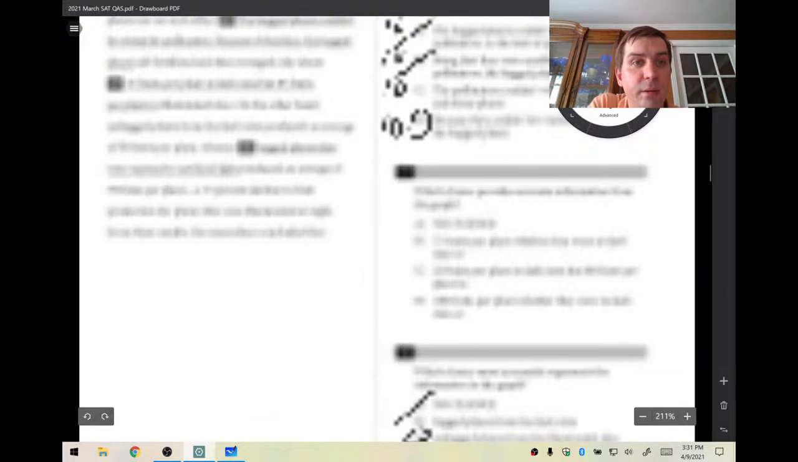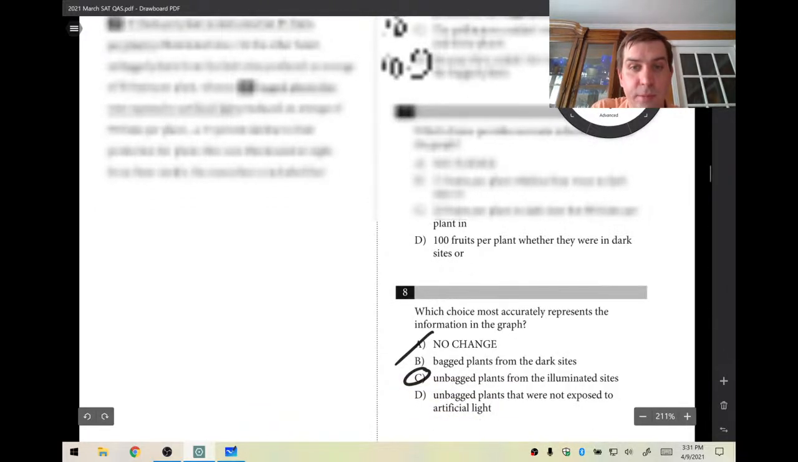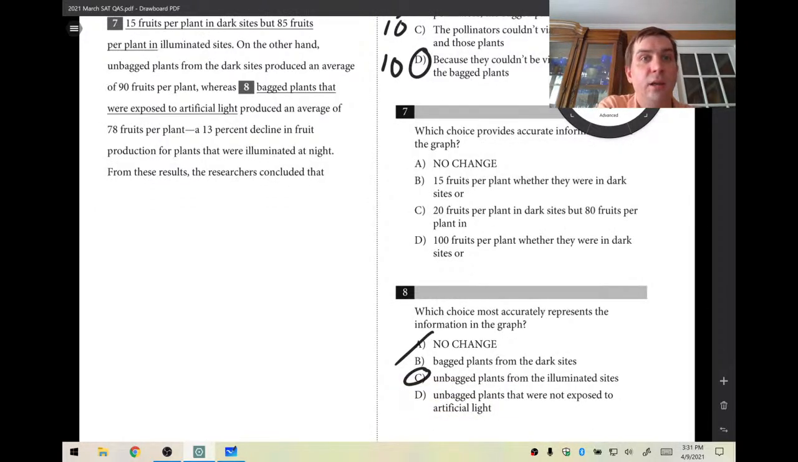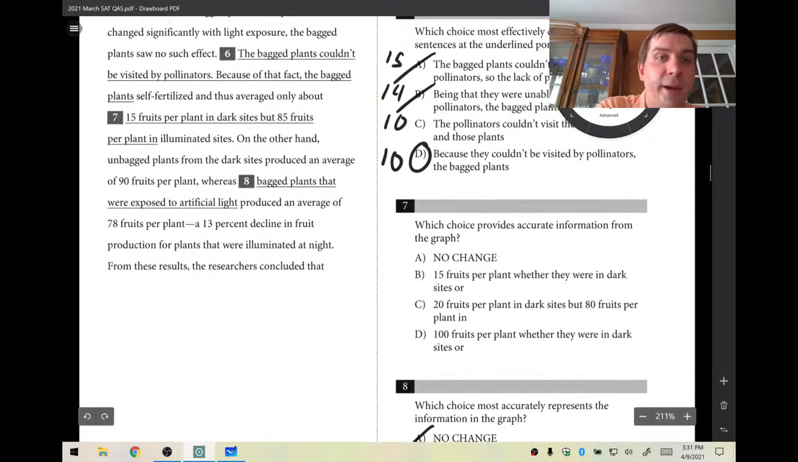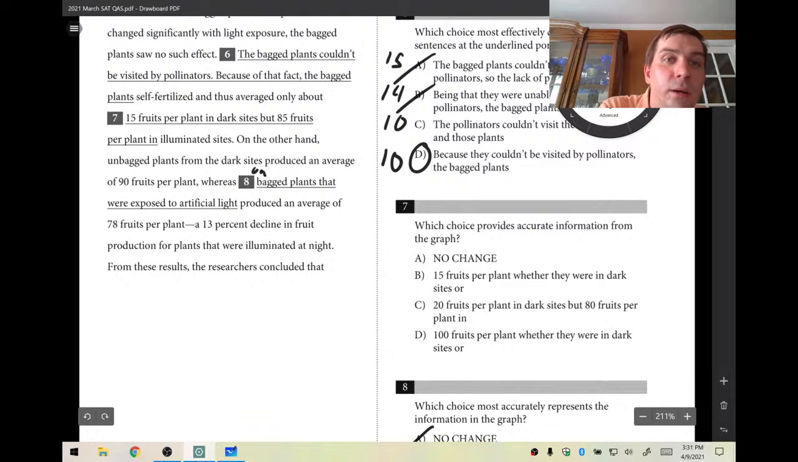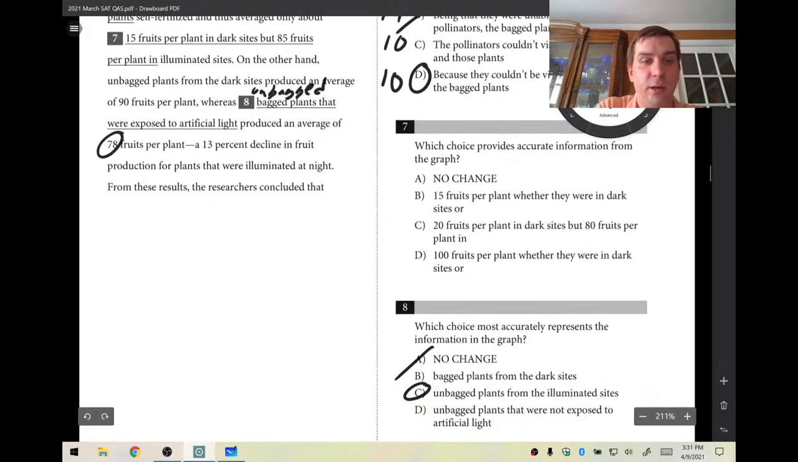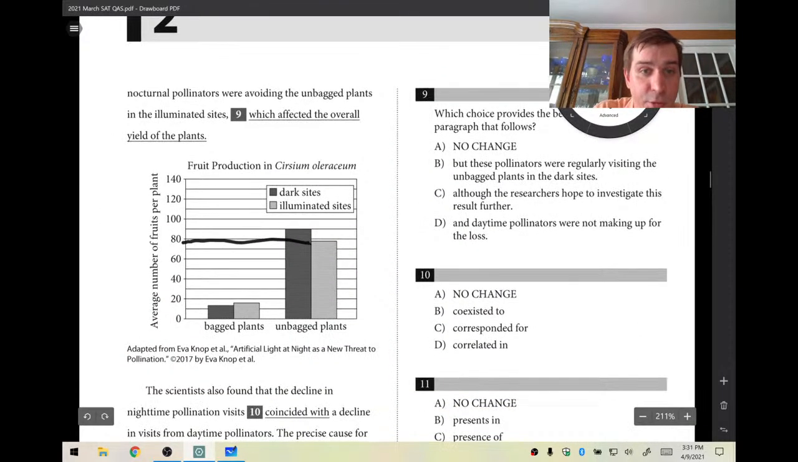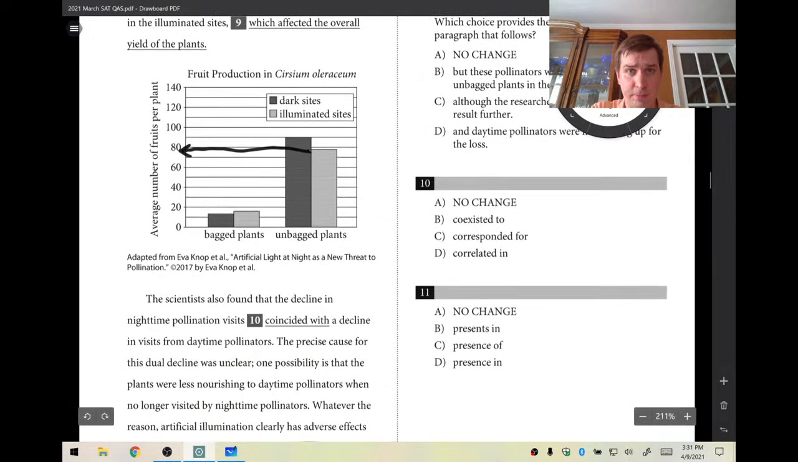It was those for number 8, it was the unbagged plants, not the bag. This should say unbagged. It was the unbagged plants that were 78 according to our graph. So can you read a graph? I know that's not a great line, but trust me, that's 78. I use my calibrated eyeball for that one.